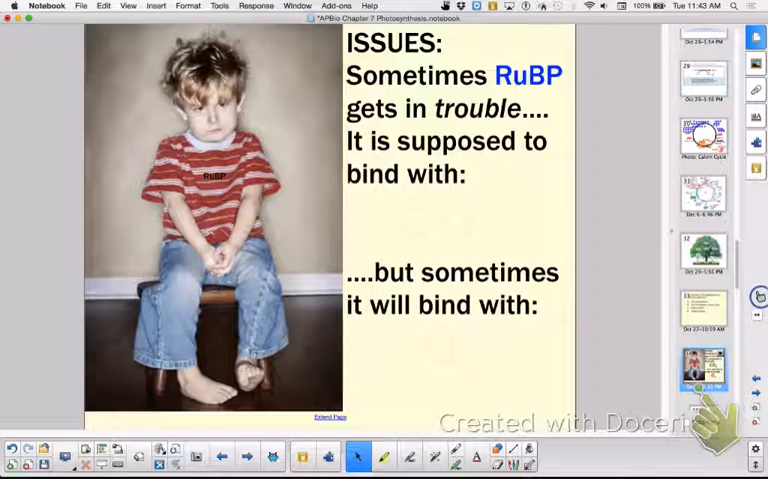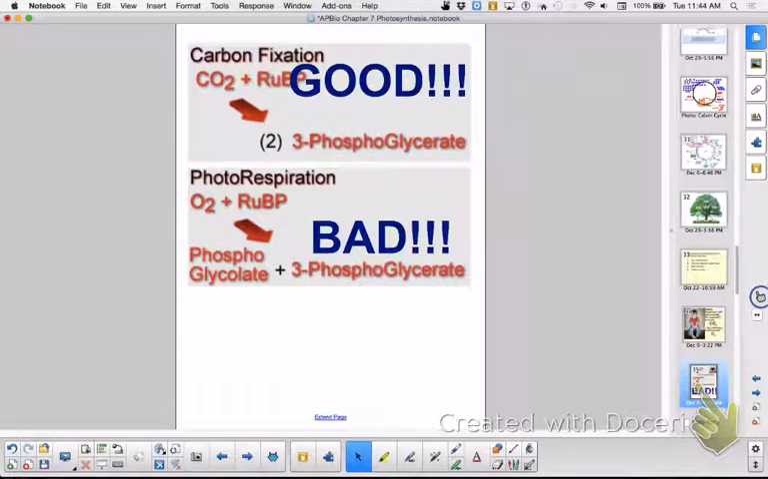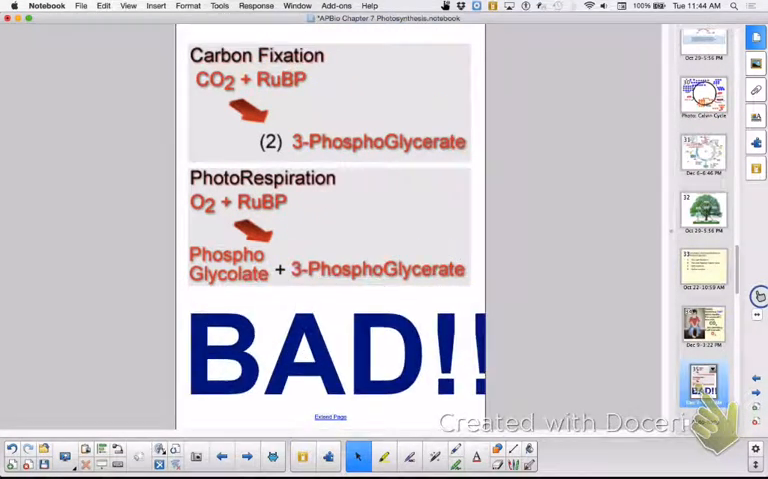And sometimes he gets put in timeout, literally, okay? And the reason is, he is supposed to bind with who? He's supposed to bind with CO2. But sometimes, who does he hook up with? Oxygen. That is bad. That is called photorespiration. Not helpful to the plant at all. So there are some adaptations to avoid that.